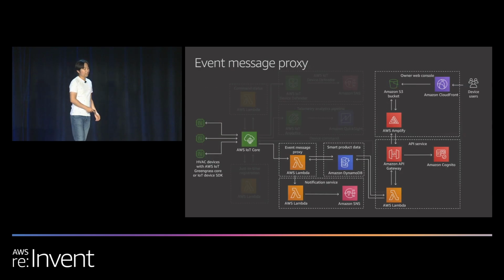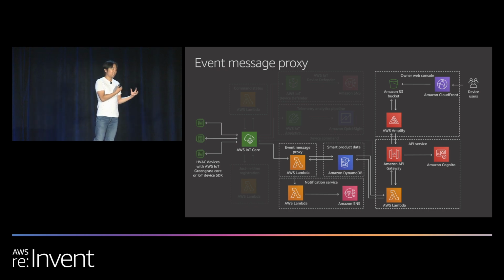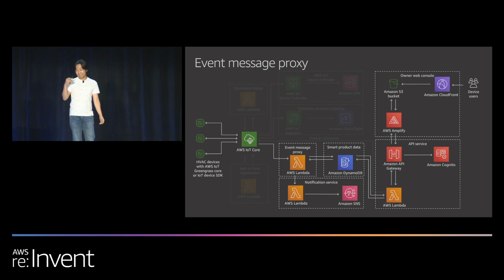Next is the event message proxy. Once you are done with your registration, you would like to get device events from your devices. For handling your events from your devices, we are using AWS IoT Core and the event message proxy and notification service. And also through the Owner Web Console, you can trace your events.